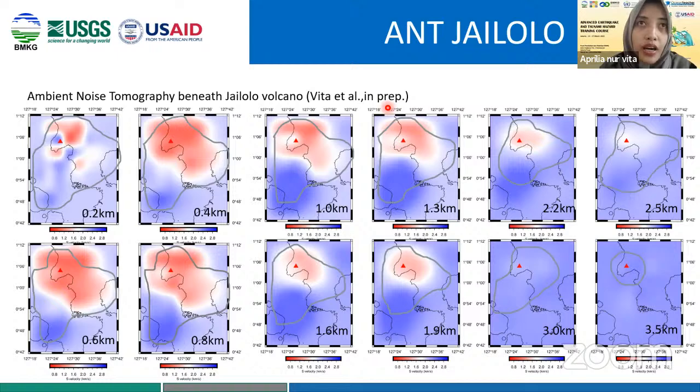Actually, now we have a technique that combines the surface wave and body wave. We call it adjoint tomography. It will give us good resolution in both the deeper part and the shallow part.